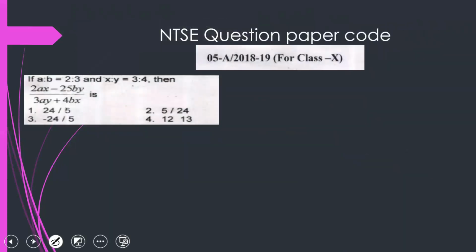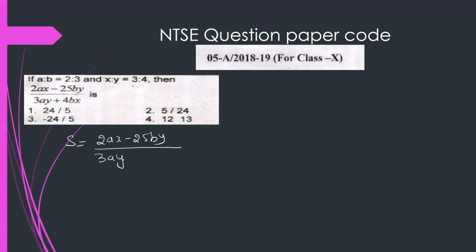Now, there are a few more questions. These questions are from the 2018-19 question paper, Delhi region, code 05A2. So this is also a very good question. If a is to b equals 2 is to 3 and x is to y equals 3 is to 4, then 2ax minus 25by over 3ay plus 4bx is. So let's quickly solve. We have s equals 2ax minus 25by over 3ay plus 4bx.